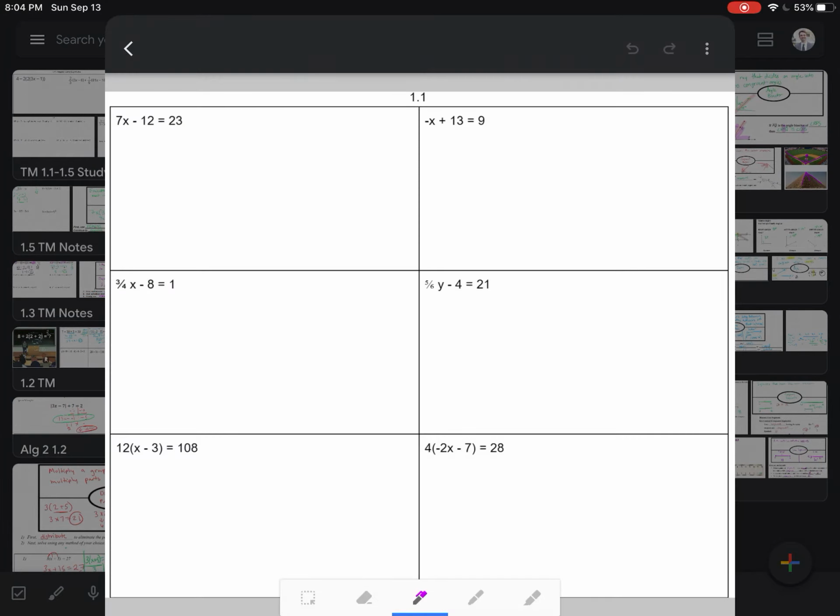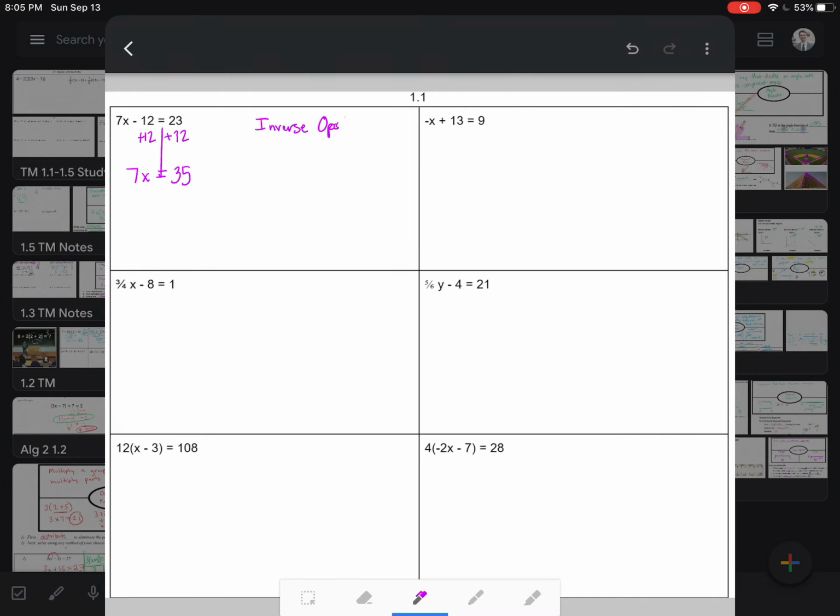So starting off with 1.1, or the first thing that we did together, we're going to go through 3 different types of questions. The first of which is solving multi-step equations. Remember, inverse operations is how we're going to start off here. 7x, we're going to get to 35. Before I go on, we define inverse as our opposite operations.